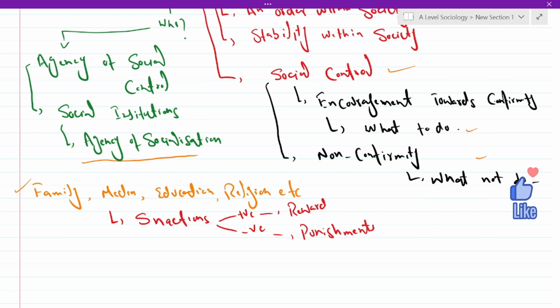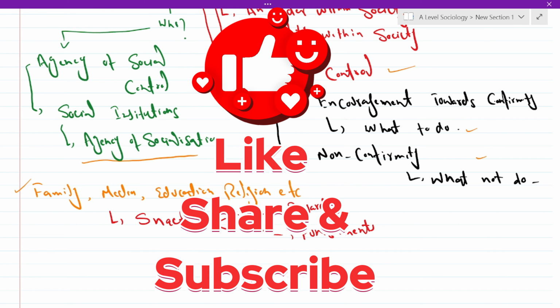Now if you see, for both sanctions, whether positive or negative, your family is trying to control your behavior. Your family is telling you what to do and what not to do. So by telling you what to do and what not to do, they are controlling your behavior. And what is the purpose? Why are they controlling your behavior? To bring order into the society.